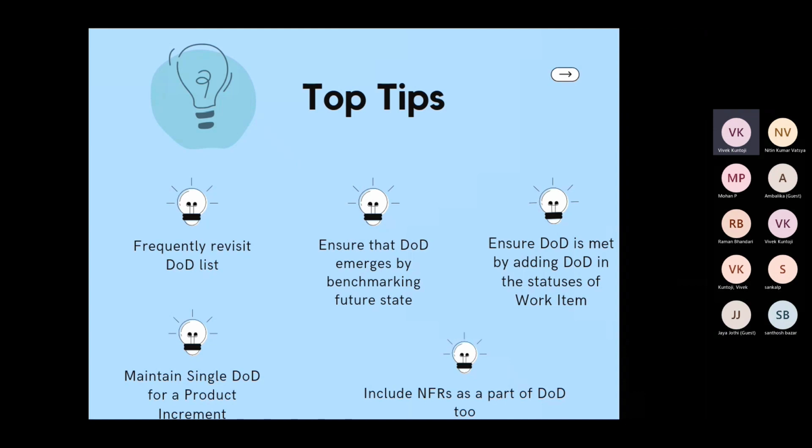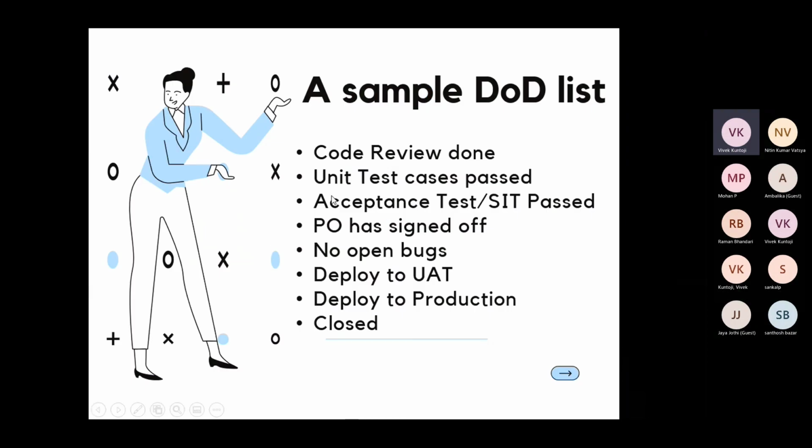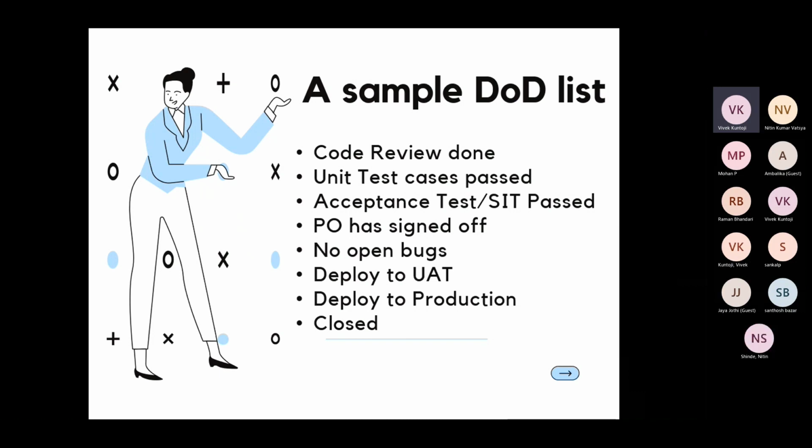Just an example: when you started your project, initially you had just 3 points. Maybe initially you said that acceptance tests should pass, the PO should sign off, and it should be deployed to UAT. If you had written only 3 points as a definition of done, and you ensured that all your work items adhered to that list, then tomorrow, after some changes in the requirements, after some expectations from the client side on a few of the product increment items, you come back and make your DoD list emergent.